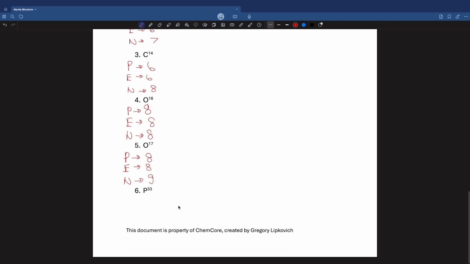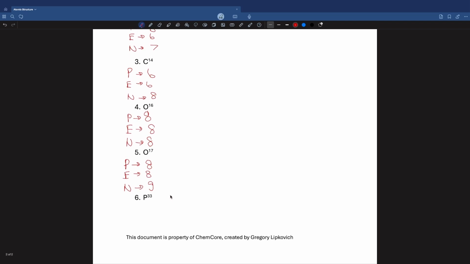The next example, and the final example, phosphorus. Well, according to our periodic table, phosphorus has an atomic number of 15, which means that it has 15 protons. And it is uncharged in this example, which means it must also have 15 electrons. And the number of neutrons is the mass number minus the number of protons, which is, can't do math, 18 neutrons. And that is the last problem for this worksheet.